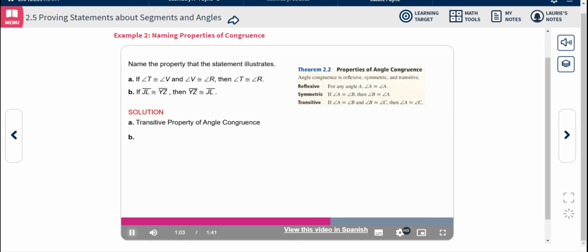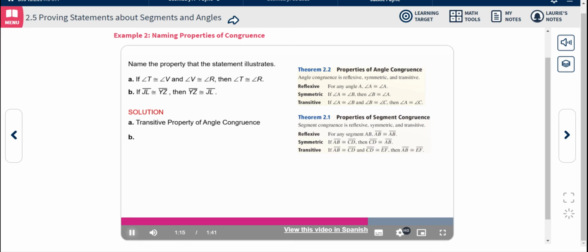In part B, the statement shows that the first line segment is congruent to the second line segment, so the second line segment is congruent to the first line segment. When you look at the list of properties of segment congruence, you can see that this statement resembles the symmetric property of segment congruence. Therefore, the statement, if segment JL is congruent to segment YZ, then segment YZ is congruent to JL, illustrates the symmetric property of segment congruence.